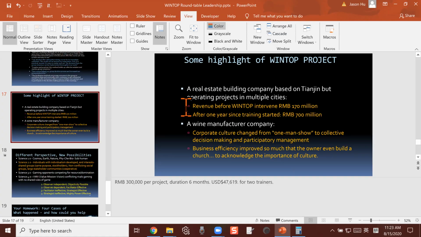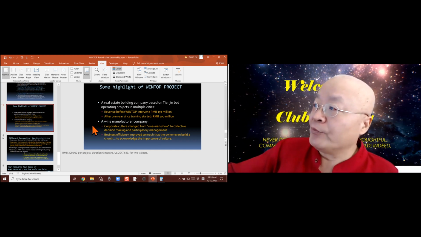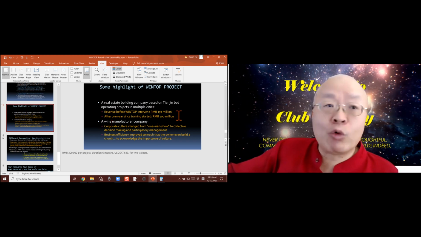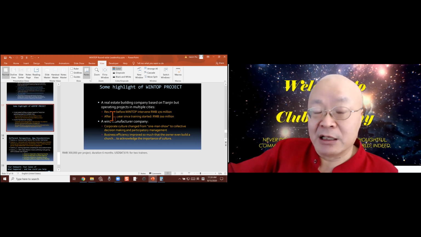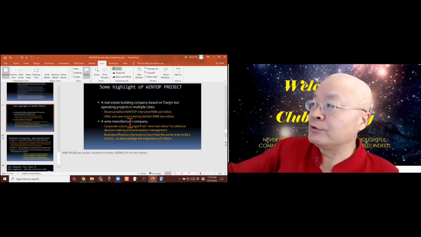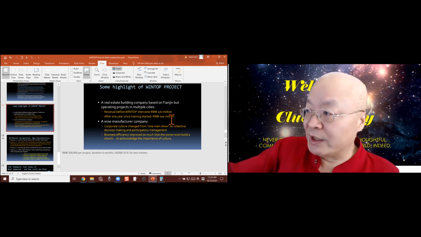Here are two examples. The first is a real estate building company based in Tianjin, but with multiple projects in multiple cities. Before they took our training, their revenue was 170 million RMB. After we did a half-year training with them, 7 modules, their revenue grew within a year to 700 million. So this is real-world example one.